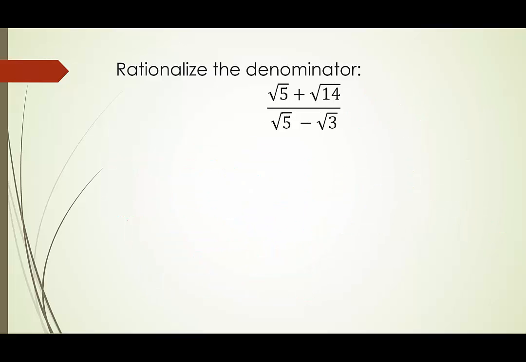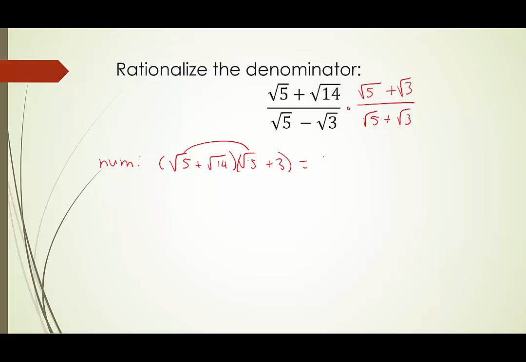Okay, in our next example, I see everything here is irrational, each term. We're going to multiply by the square root of 5 plus the square root of 3. That would be the conjugate of the denominator. And we're going to multiply the numerator. So looking at the numerator, the square root of 5 plus the square root of 14 times the square root of 5 plus the square root of 3.